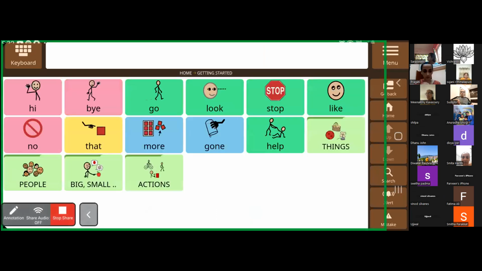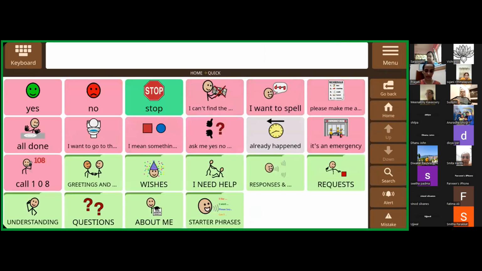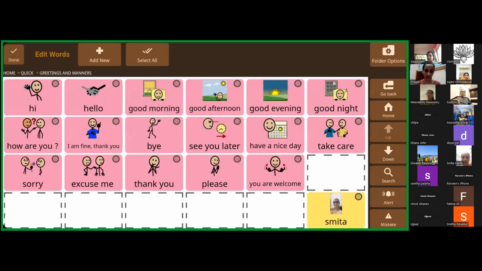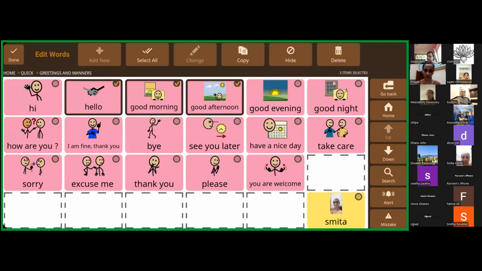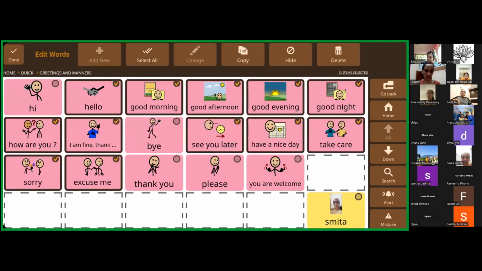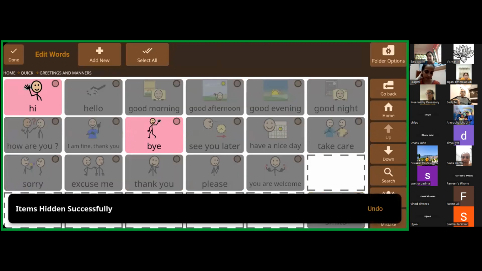If I go to the quick folder, I said quick folder, right? Okay. If I go to greetings and I want to remove all these and I just want to have hello or hi and bye. Okay. So I'm just going to close all of this. Okay. And I'm going to hide it.